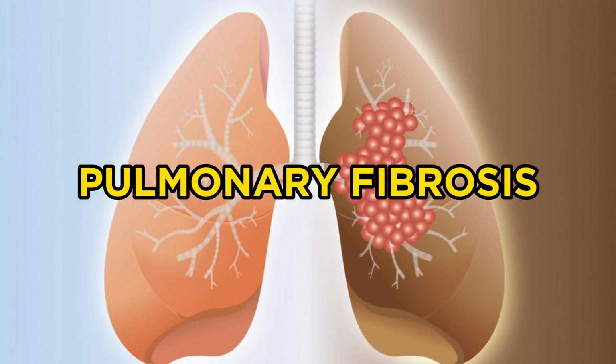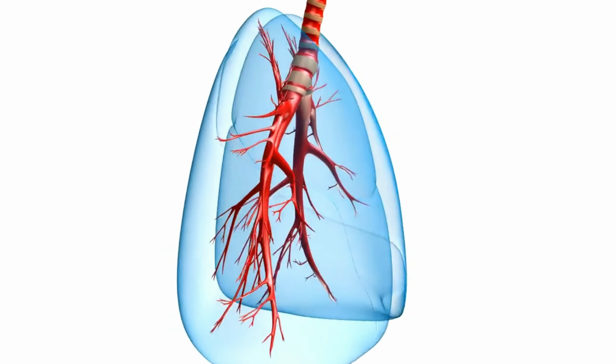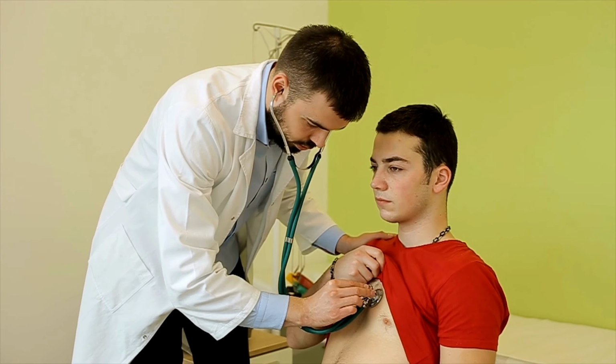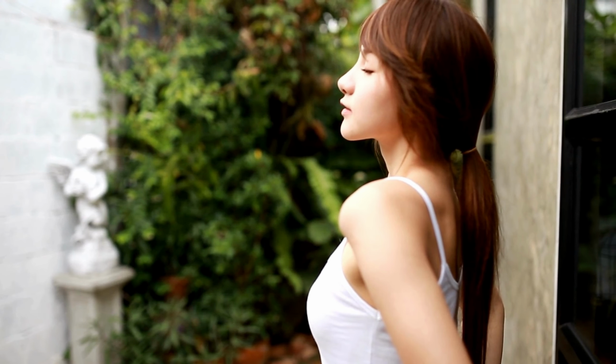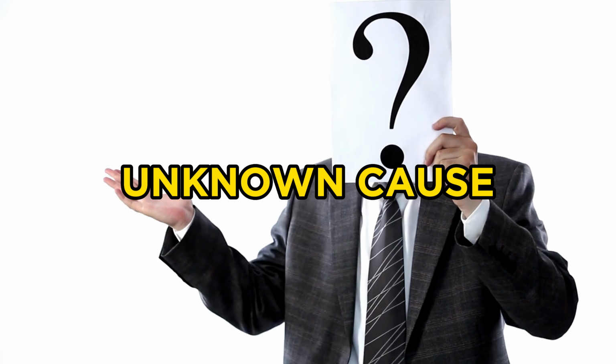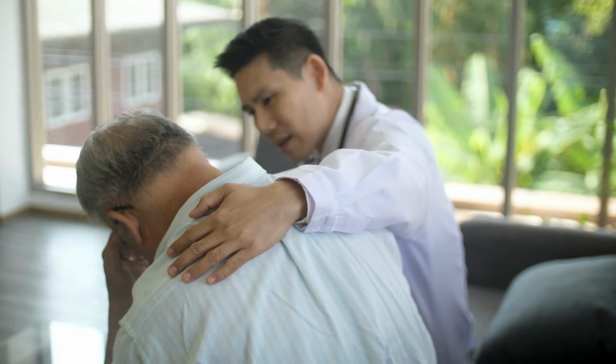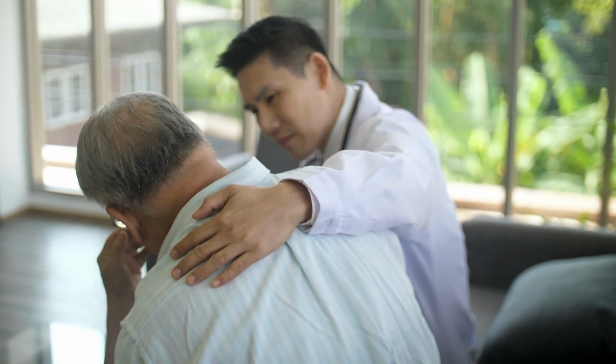Next disease is pulmonary fibrosis. Pulmonary fibrosis is characterized by the scarring and thickening of lung tissue. This condition results in reduced lung function and makes breathing increasingly challenging. Key aspects of pulmonary fibrosis include unknown cause. In many cases, the exact cause of pulmonary fibrosis remains unknown, which can make it challenging to prevent or treat.